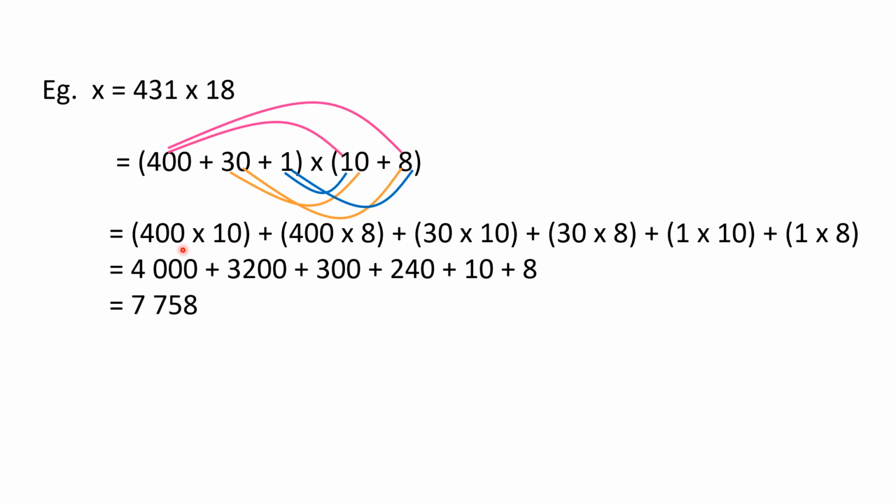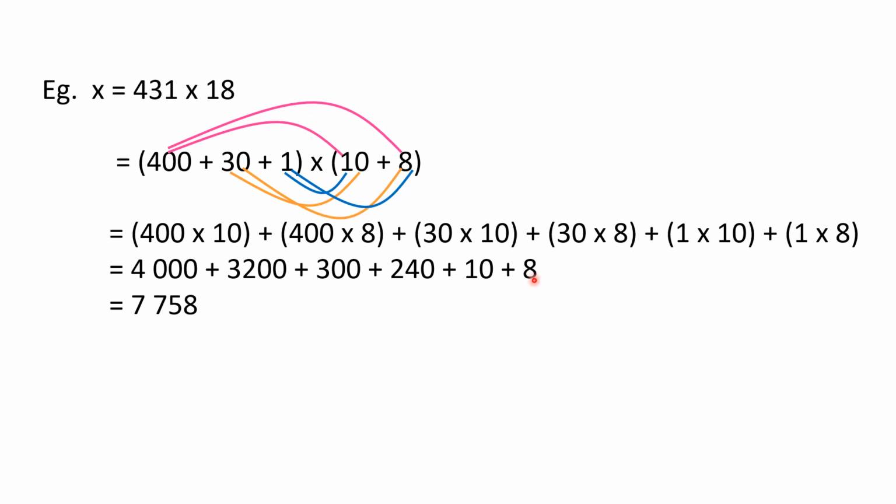400 times 10, we know 4 times 1 is 4, so it's 4,000. And again, this step we did cover in our previous examples, so if you've forgotten, go back and have a look. Plus 400 times 8, which will give us 3,200. 30 times 10, which will give us 300. 30 times 8, which will give us 240. 1 times 10 is 10. 1 times 8 is 8. Then you add them all up using your own method.